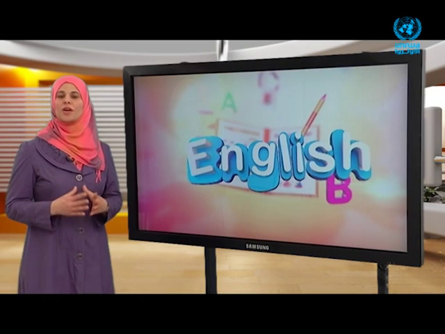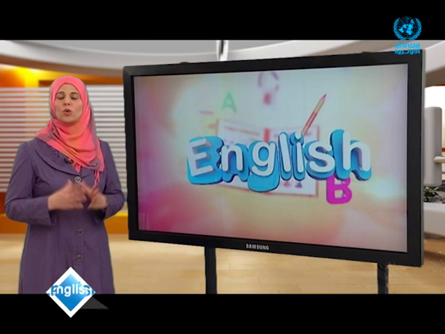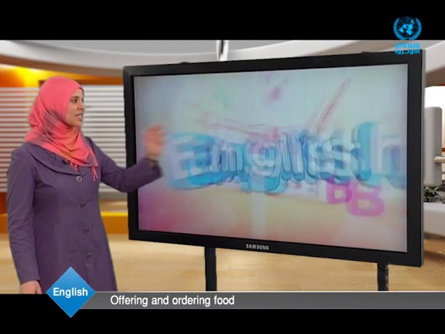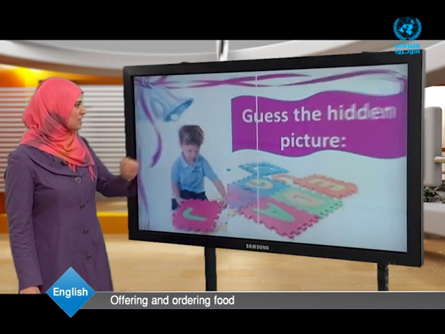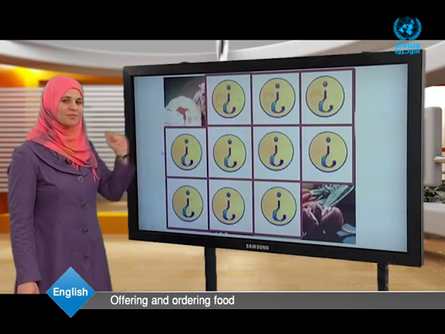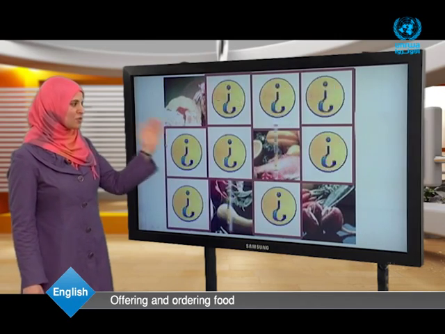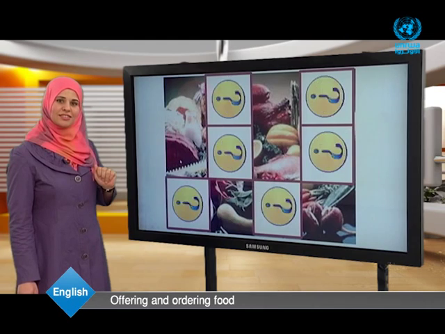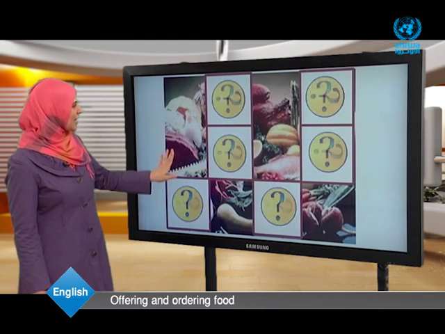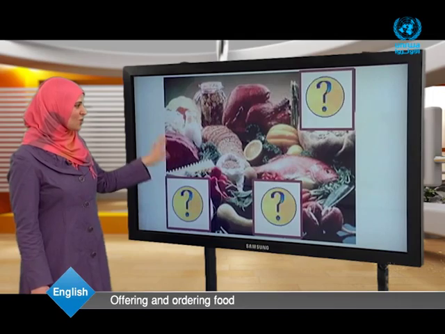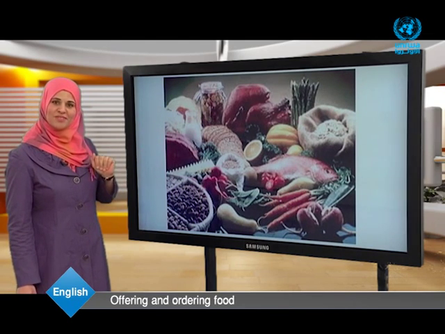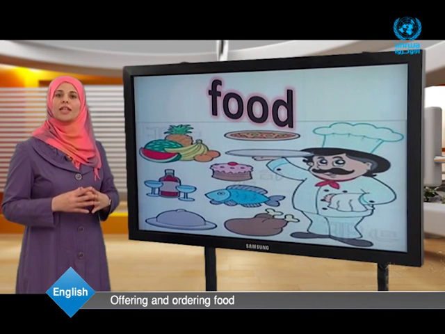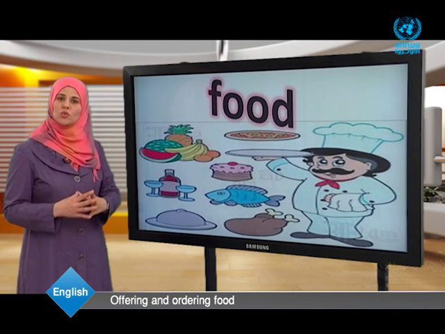Dear students, our lesson today is about a basic thing which we cannot live without. If you want to know what it is, let's guess this hidden picture. Look, dear students, I'm going to help you. Good. And can you guess now? Okay, look. So, what is this picture about? Brilliant. This picture is about food. Food. Now, the question is, when do you usually have food?